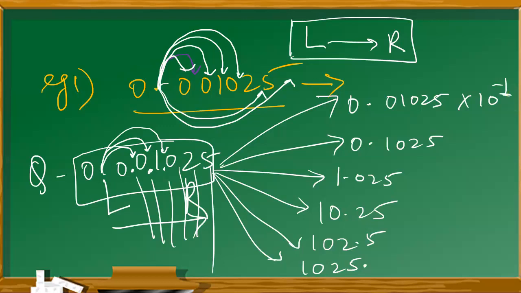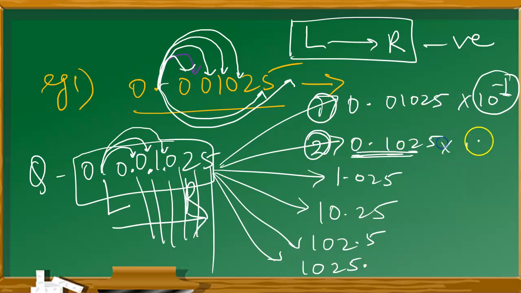Whenever you shift a decimal from the left side to the right side of a digit, first of all, remember one thing: it will always be negative, and the number which will be negative depends on how many decimal places you have shifted. So in the first case, I had shifted one decimal place, so 10 to the power minus 1. In the second case, I have shifted by 2 decimal places, so 10 to the power minus 2. Negative. Why negative? Shifting from left to right.